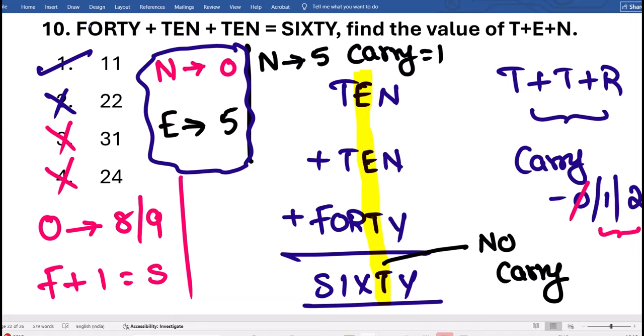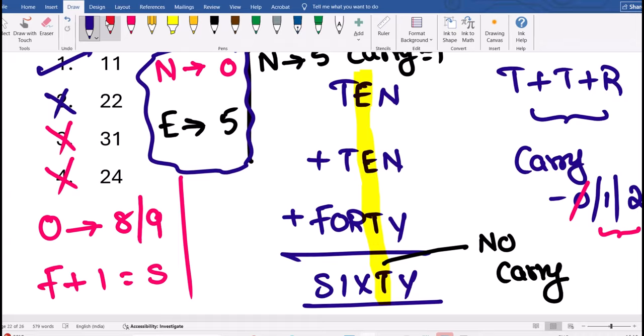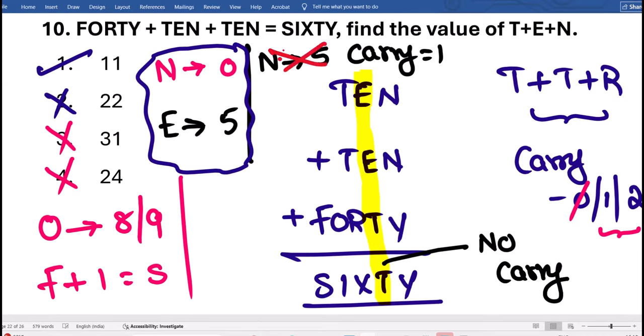I am going for option elimination. When N value is 5 with carry 1, then E cannot be decided, because when carry is 1, E plus T plus 1 giving units place T is not possible. You take any value for E plus T plus 1, again units place T cannot come. It's not possible. That's why this is not the case. We cannot go for N value 5 with carry 1.